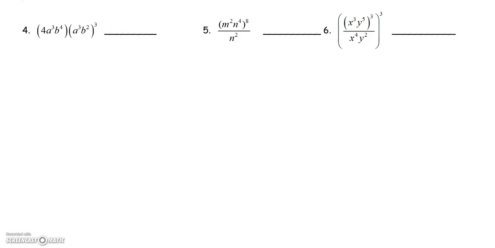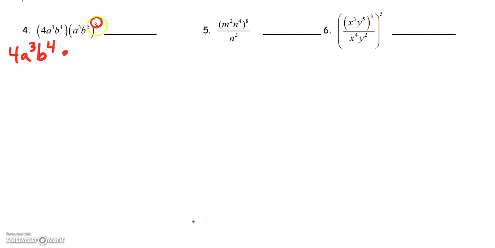Moving on to number 4, we'll do the same thing. We'll handle the parentheses first. There's nothing to do particularly inside either set because we have nothing with similar bases. So let's just handle this cubed right here first. I'm going to rewrite 4a cubed b to the 4th. No change there. We're multiplying that times a cubed b squared all to the 3rd power.